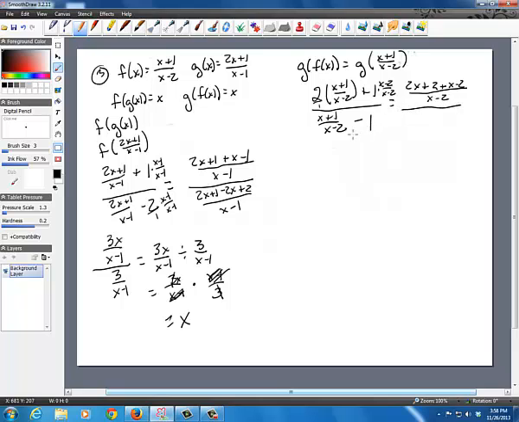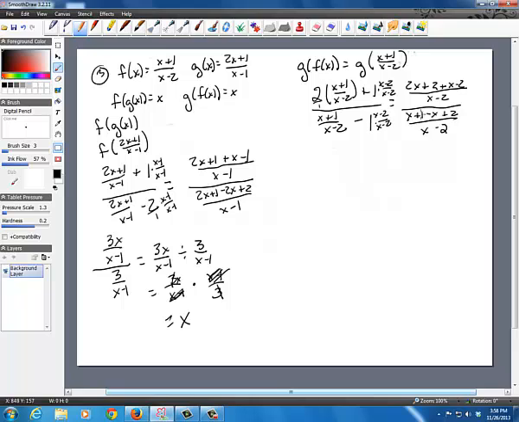Now we work with the bottom. Again, we need a common denominator of x minus 2. So I'll multiply 1 by that, and I get x plus 1 on top minus the x minus 2. So minus x, and minus a minus 2 is the same as plus 2, over x minus 2.